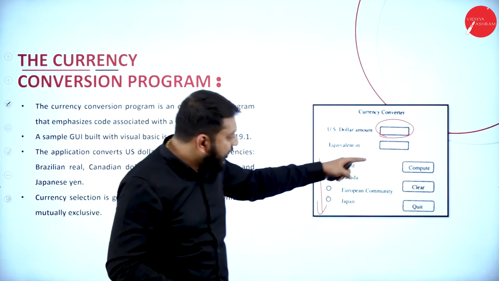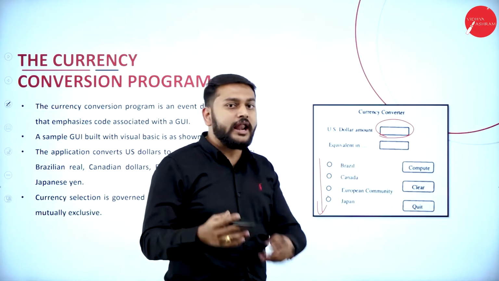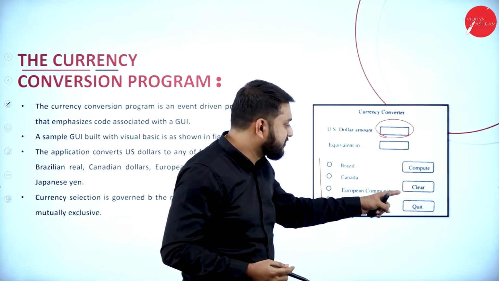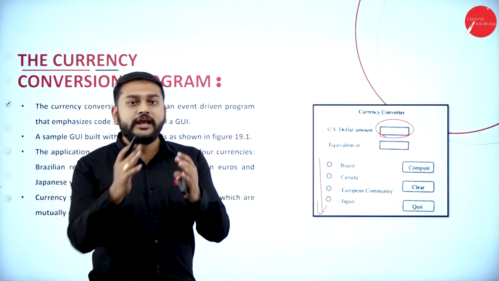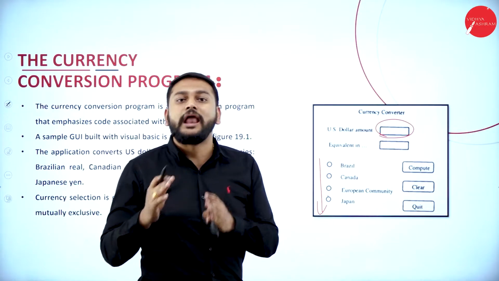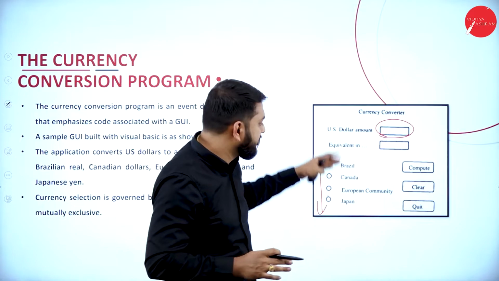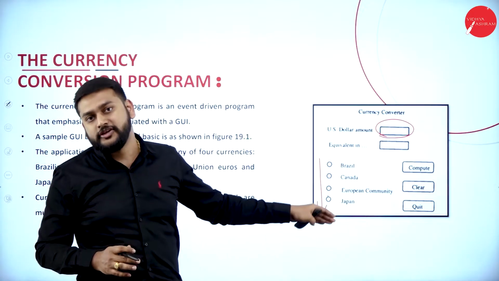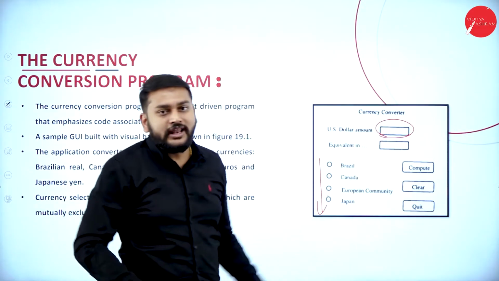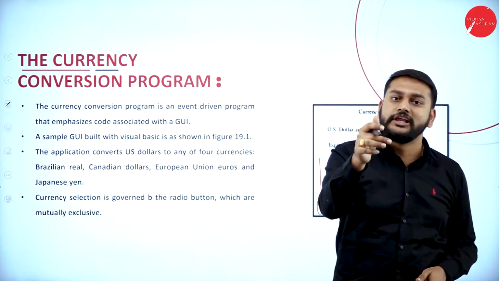After that, I have to perform one of the actions by pressing one of these buttons. So what do I have here? I have 3 buttons. The first one is compute, the second one is clear, the third one is quit. Guys, what happens here? When I perform compute, the currency conversion will happen automatically. Here I have given dollars, so the dollars will get converted into the respective countries I have selected. If I give clear, all the values I have selected will get cleared. And if I quit, I will be coming out of the application, is what we need to remember.